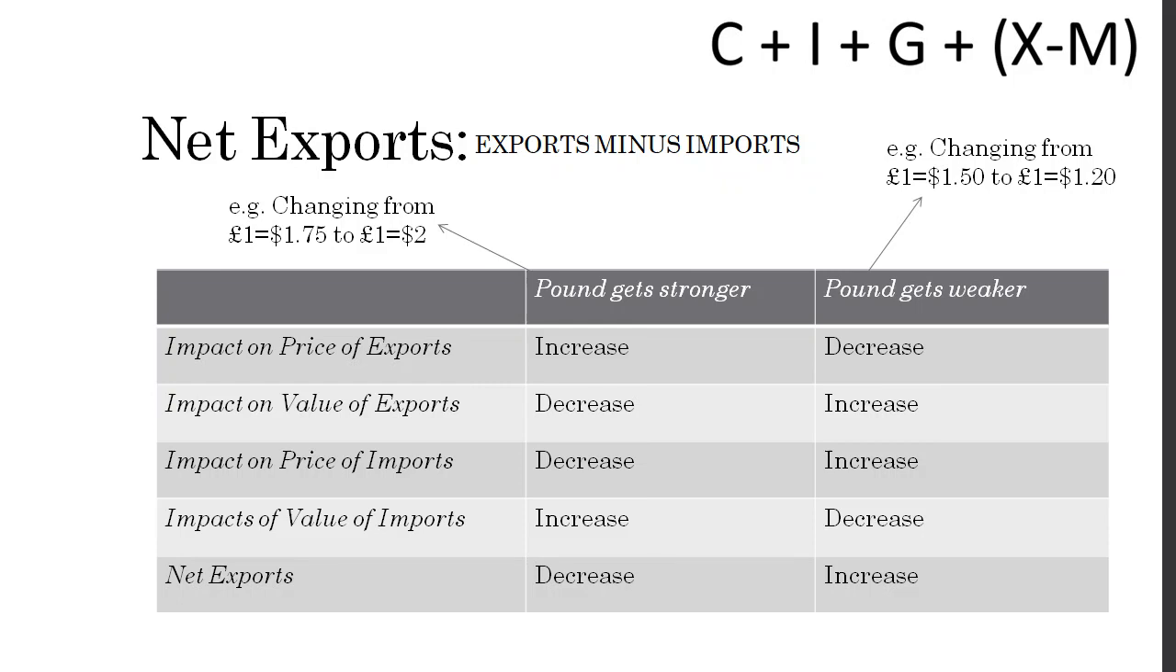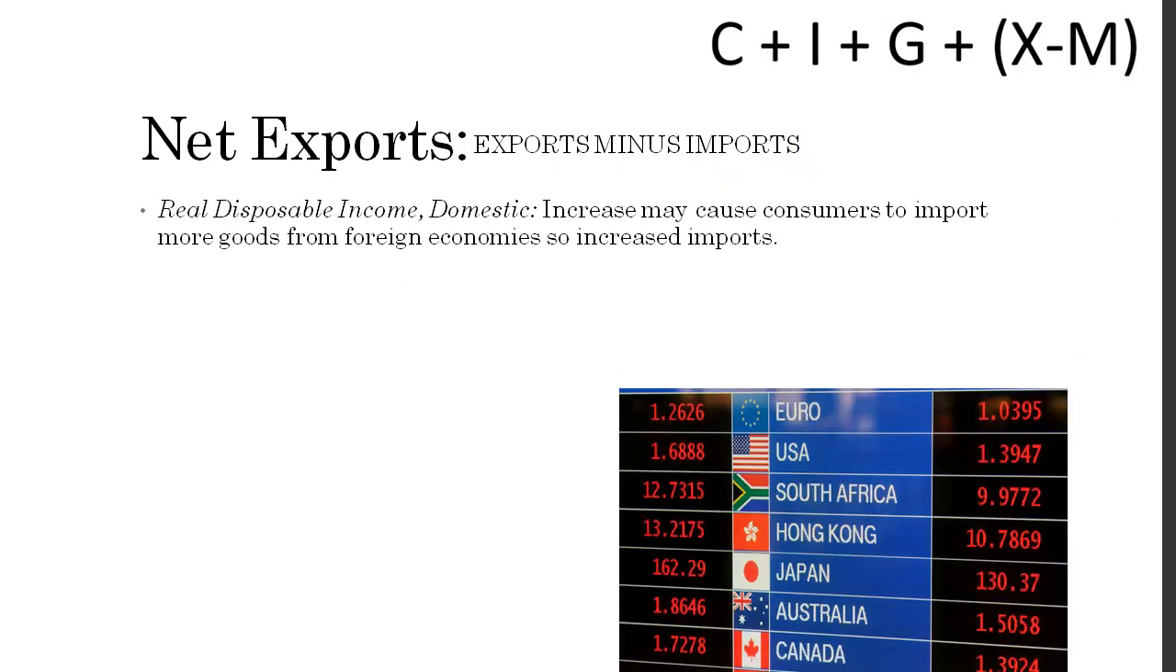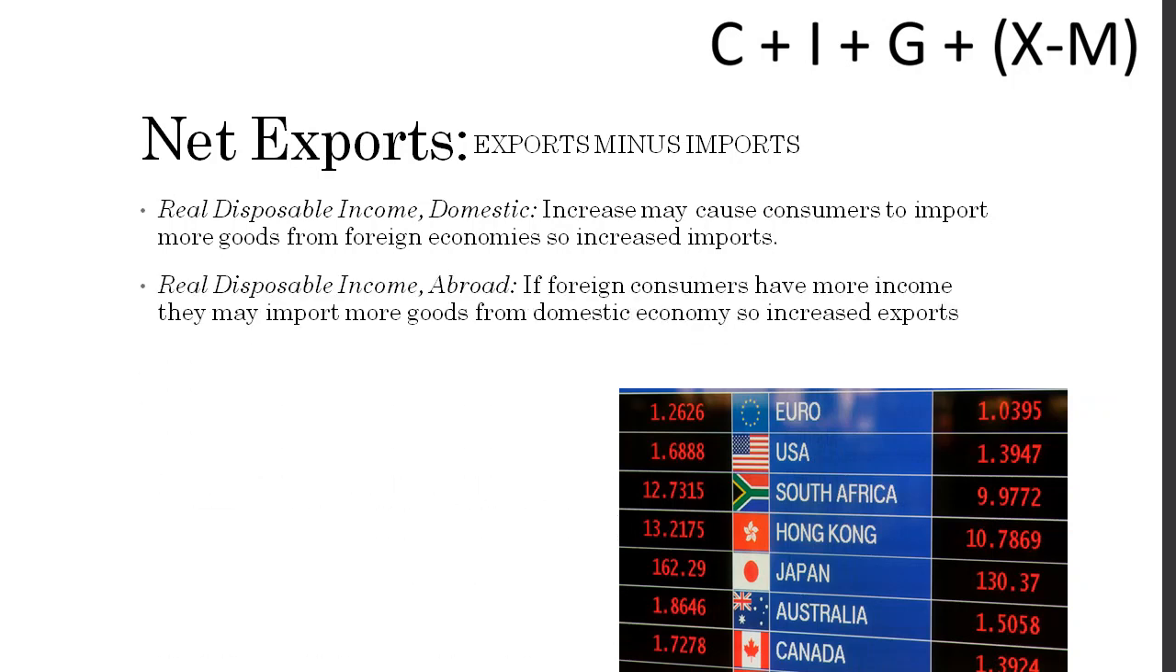There are some more factors that influence net exports. Domestic disposable income simply refers to the amount of income that a household has. If it increases, households are likely to import more goods from foreign countries, which will raise imports. Another factor is the real disposable income of foreign consumers. If they have a rising income, then they may import more goods from our domestic economy, so we will experience increased exports.